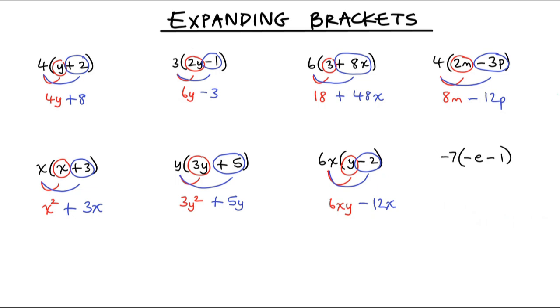And finally, we've got lots of negative signs here, so be really careful. Our first term is negative e, and our second term is negative 1. So we're going to do negative 7 times negative e, and remember we've got two negatives, so that's going to be a positive, so it's just going to be 7e. And then again, we've got another two negatives. Negative 7 times negative 1 is positive 7, so it's 7e plus 7.